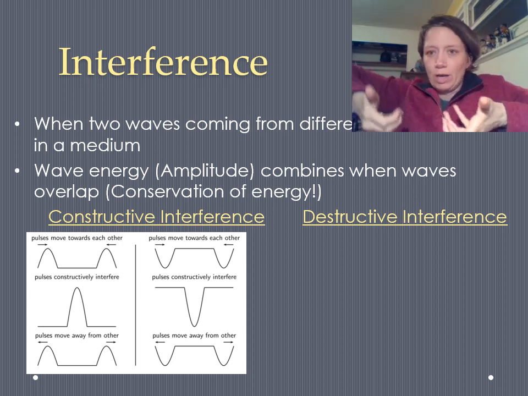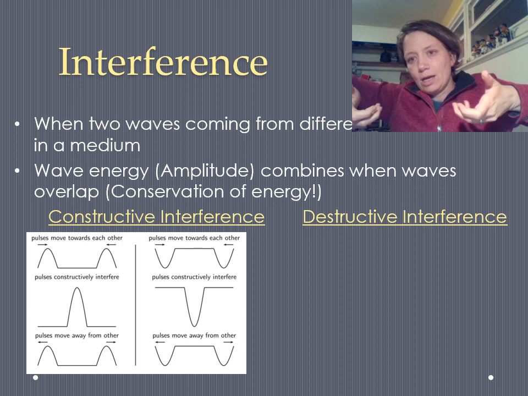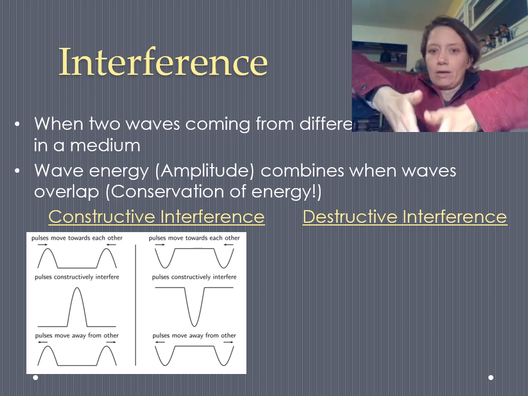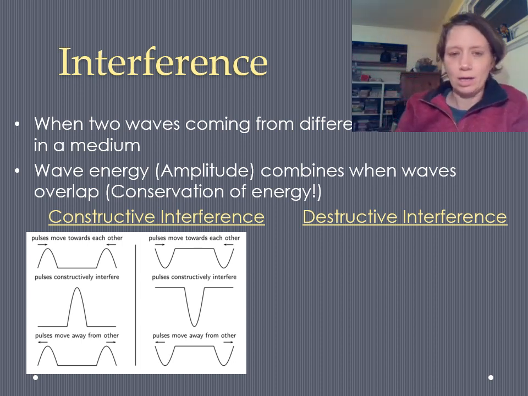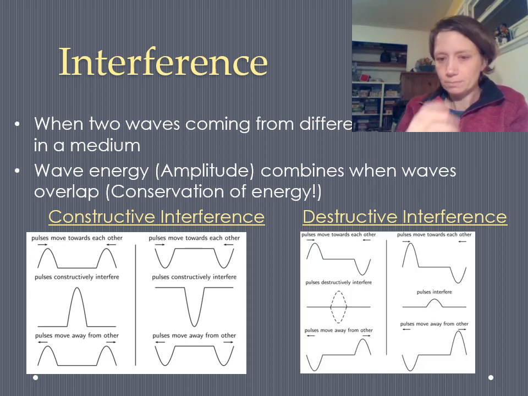Same is true if those waves are on the bottom side of the medium. So I might have a -1 amplitude wave and a -1. When they meet in the middle, it's -2, and then we go back to -1 and -1. So that's constructive interference because we make big waves out of small waves.